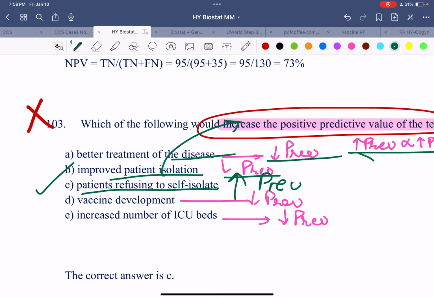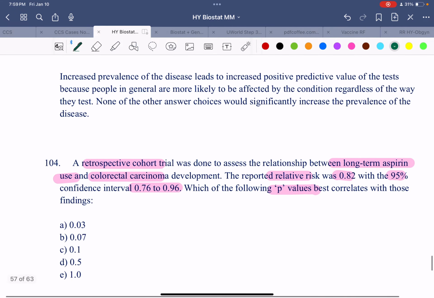Vaccine development, of course, would decrease the prevalence, decreasing the number of people affected, and increasing the number of ICU beds will also decrease the prevalence.